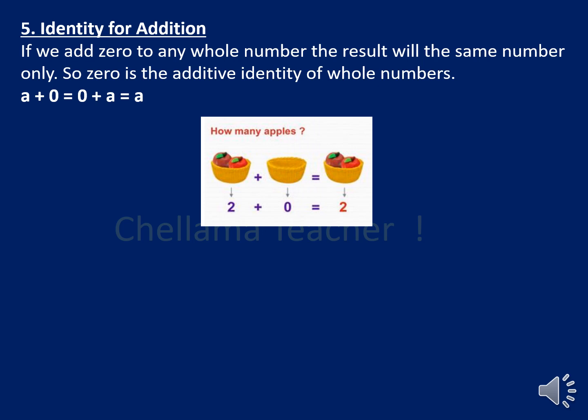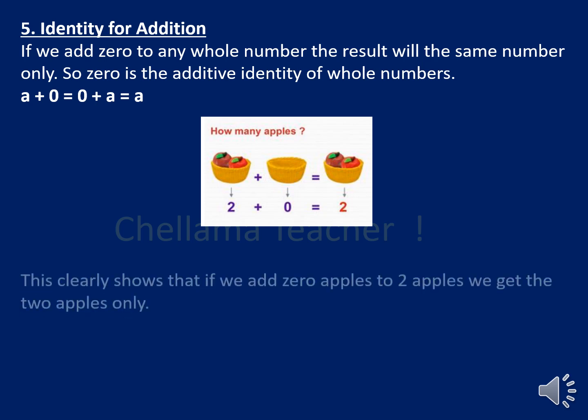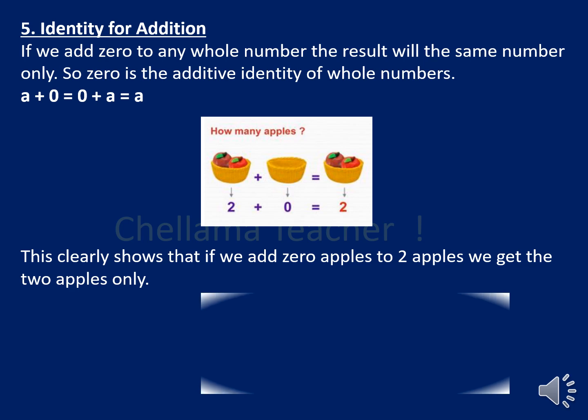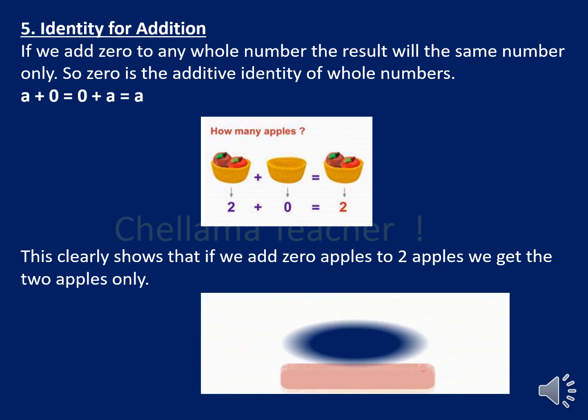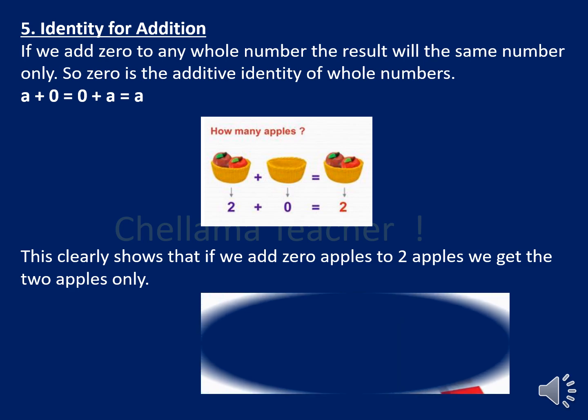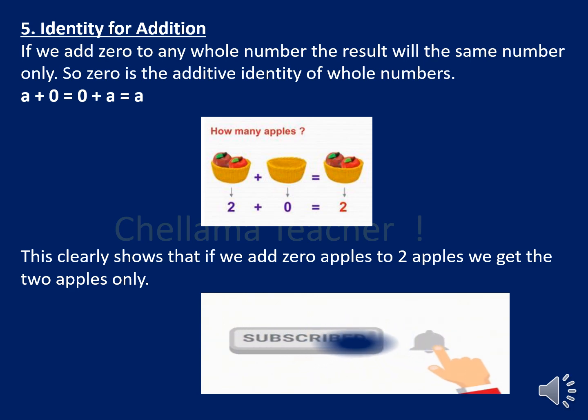Let's see one example. How many apples? In one basket, 2 apples are there. In another basket, no apples, that is 0 apples. So 2 plus 0 is equal to 2. The same 2 apples will be there in the basket. So this clearly shows that if we add 0 apples to 2 apples, we get the 2 apples only.